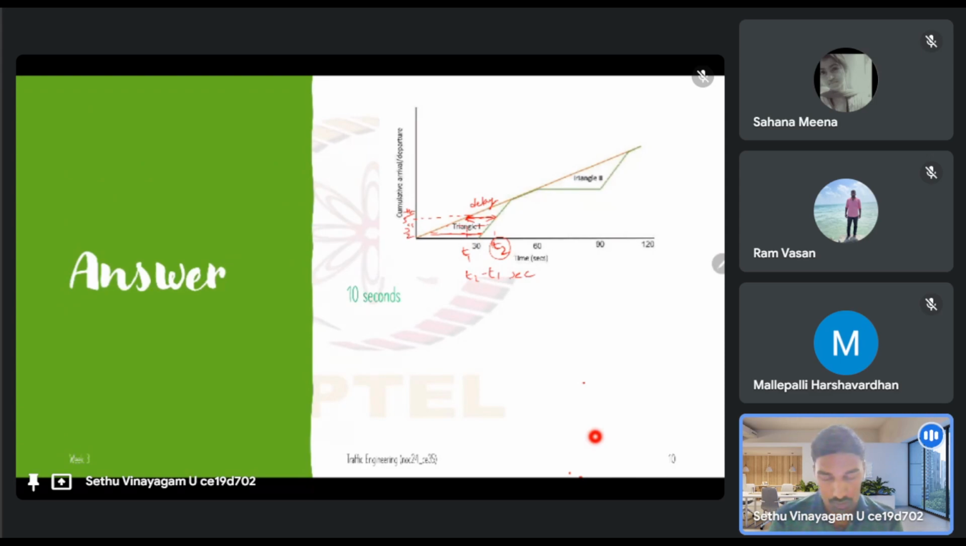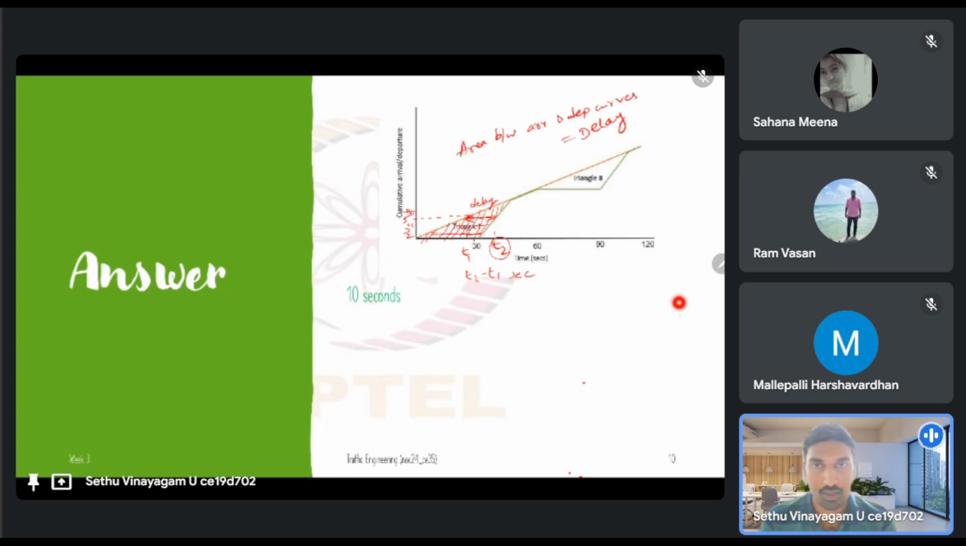So if you add up the delays of all these vehicles, you will get the total delay. Which means the area of this triangle, or the area of the region between your arrival and departure curve, will give you the total delay, right? So the area between arrival and departure curves is equal to delay, provided you have removed the free flow travel time.